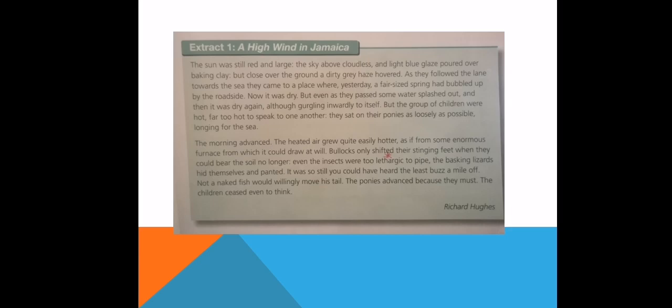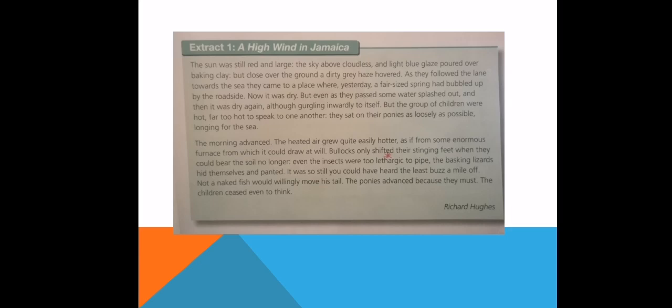And a light blue glaze poured over the baking clay. So what they mean by the baking clay is the ground was really, really dry to the point where it started to crackle up a little bit. And you've probably seen this in places in Sudan after the rainy season. Once it starts to dry up a little bit, we get mud that crackles. And the blue glaze is where the sky meets the ground and the horizon. But close over the ground, a dirty gray haze hovered.